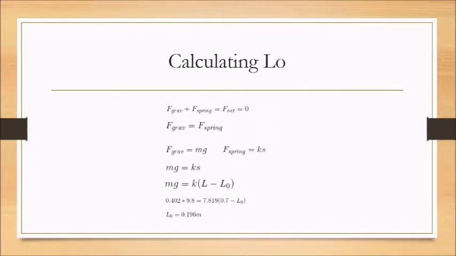To calculate the relaxed length of this spring, we use the position data just as the mass was released. At this point, the mass has no velocity, thus the F net is 0 by Newton's second law. From here, we know that the only forces acting in the y direction are the spring force and the gravitational force. So using Newton's second law, we can calculate L naught, as shown here.